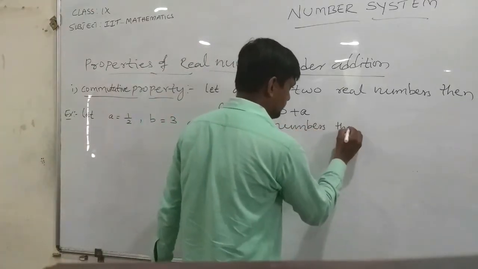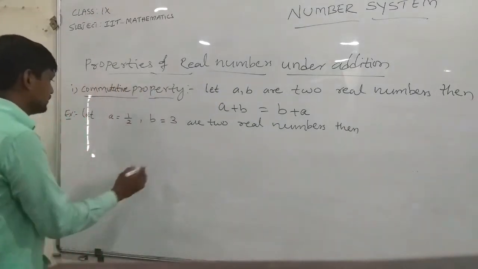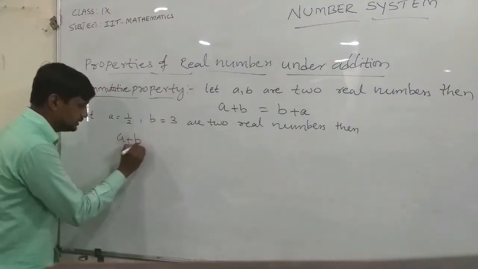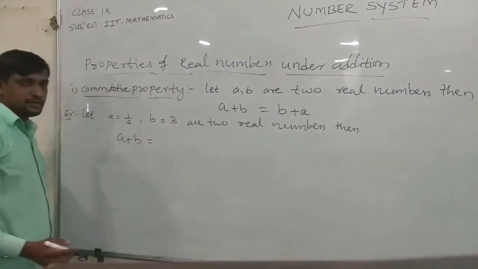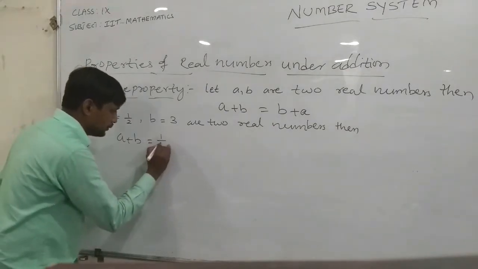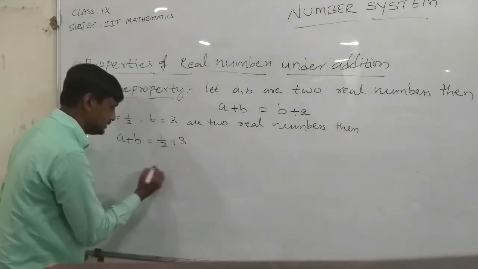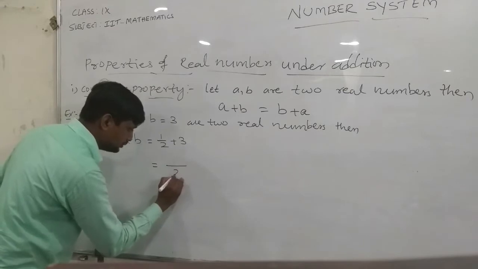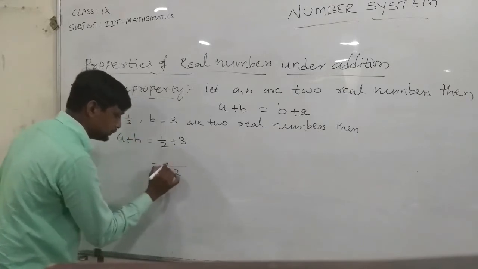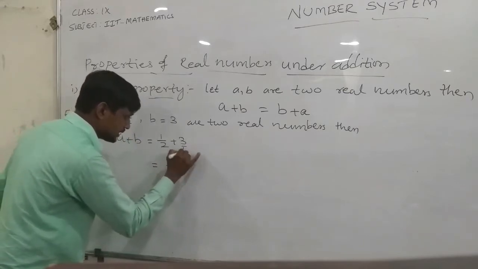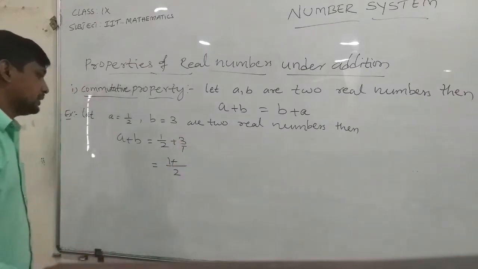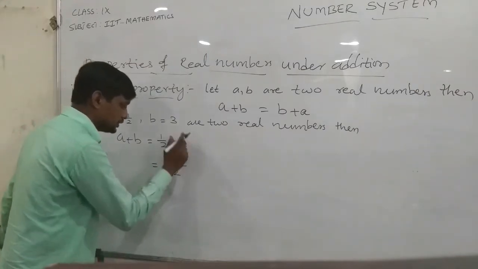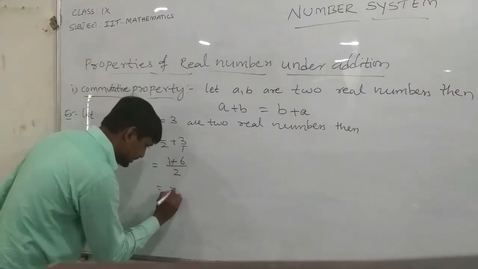So first I am going to do A plus B value, then I'm going to calculate B plus A value. A plus B is equal to 1 by 2 plus 3. That's equal to LCM is 2. 2 by 2 is 1. 1 into 1 is 1 plus here nothing is there denominator, so I'm taking it as 1. 2 by 1 is 2. 2 into 3 is 6. The answer is 7 by 2.